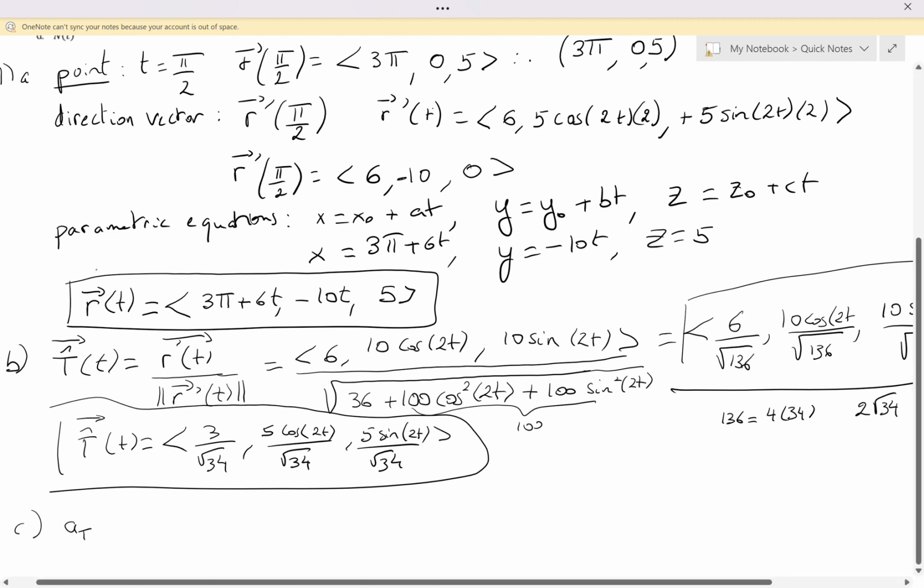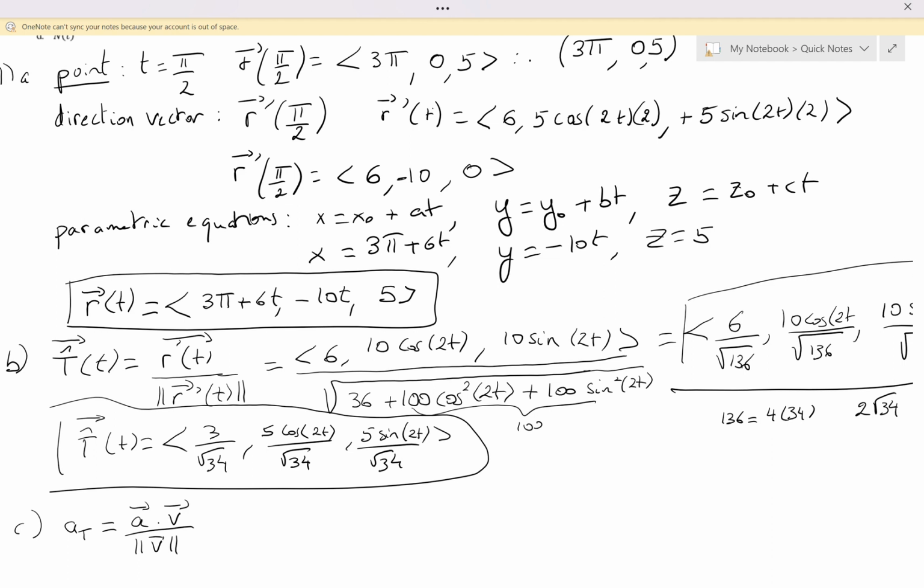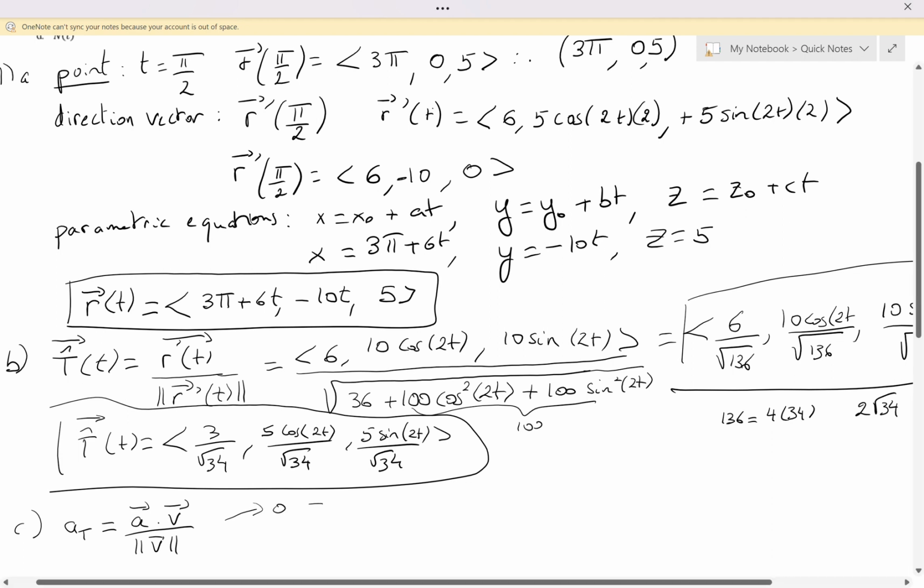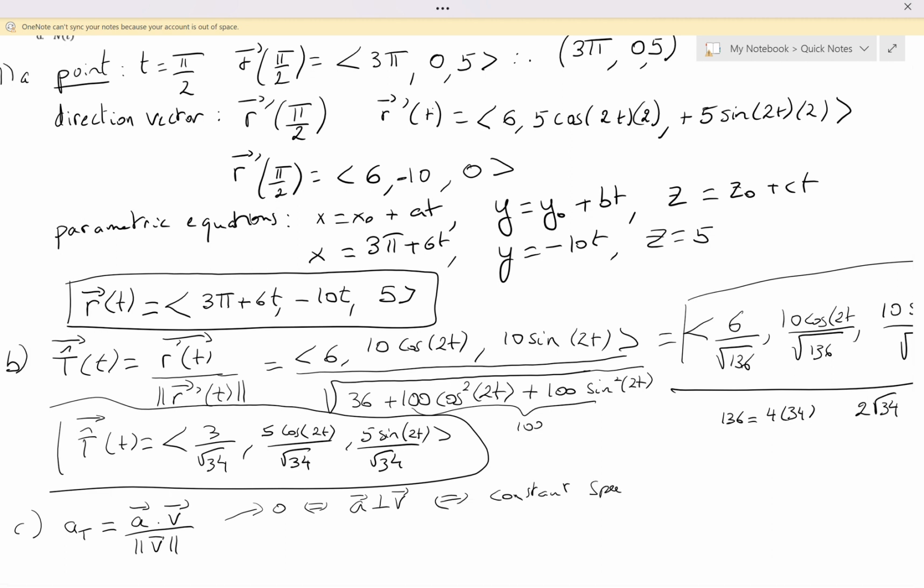And remember, the tangential component of acceleration is computed by looking at the dot product of the acceleration with the velocity over the magnitude of the velocity. And you see that makes sense: if the tangential component is 0, that means the dot product is 0, so A is perpendicular to V, which is equivalent to constant speed, because the acceleration is not acting at all in the direction of the line of motion.